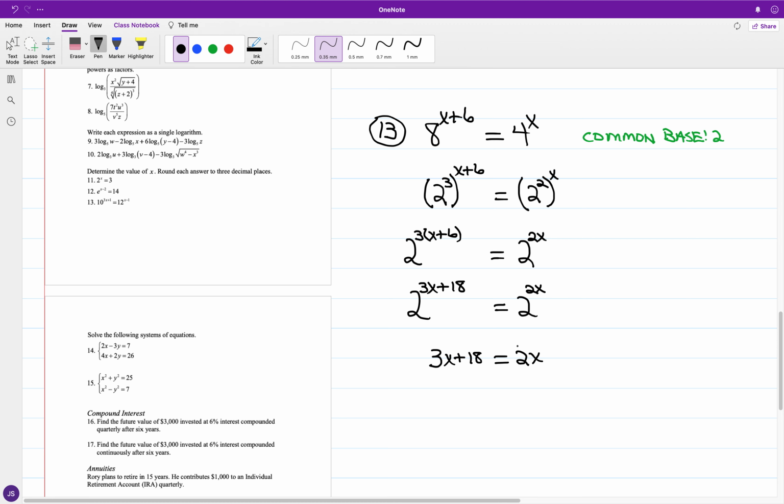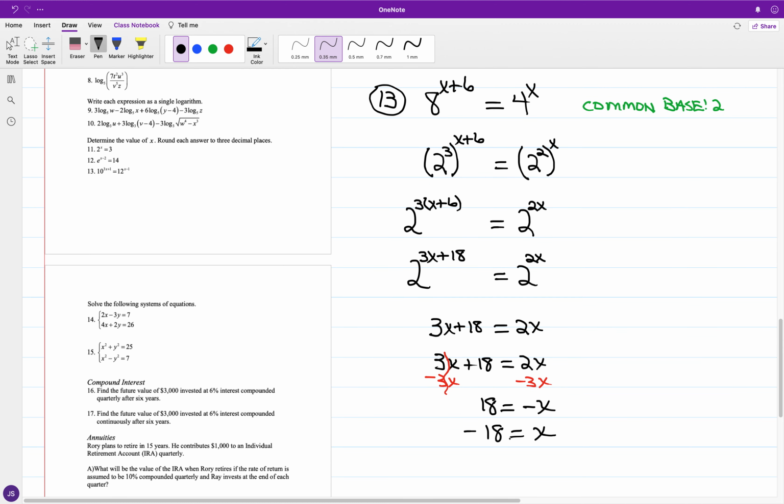So you have 3x plus 18 is equal to 2x. And I can join the x terms together, now 2x is by itself. And if I move the 3x by subtracting on both sides, I'm going to have that 18 is equal to negative x. And just changing the signs, going from negative to positive x, it's going to turn out that the missing value x is equal to negative 18.